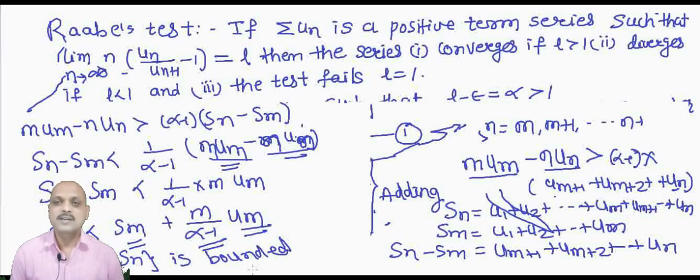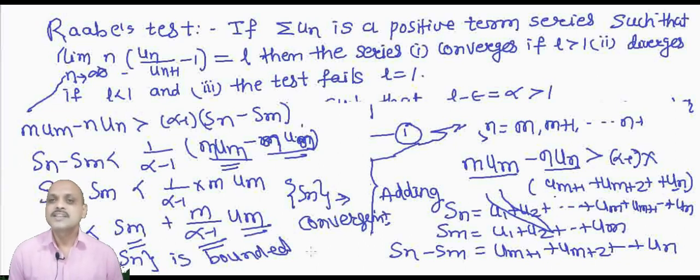Here S_n is a sequence of partial sums of a positive term series, so it is obviously a monotonic increasing sequence, and a monotonic increasing sequence that is bounded is convergent, and hence the sequence S_n is convergent. This shows that the series is convergent. So the series is convergent when L is greater than 1.